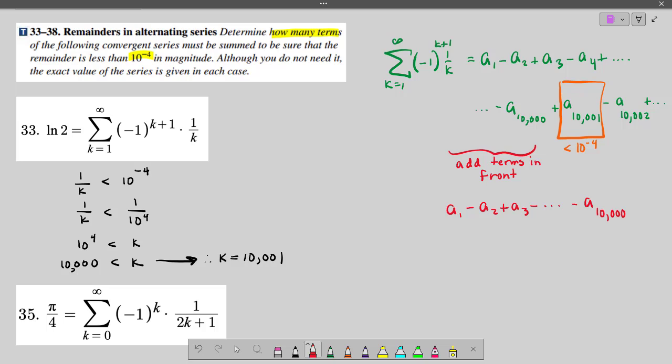How many terms is that? 10,000. 10,000, because we started at 1. If you start at 1, 1, 2, 3, 4, 5, whatever that last index is, that's how many terms you have. If you started at 0, it's a little different. We'll get to that in a minute. So, therefore, our conclusion is 10,000 terms.